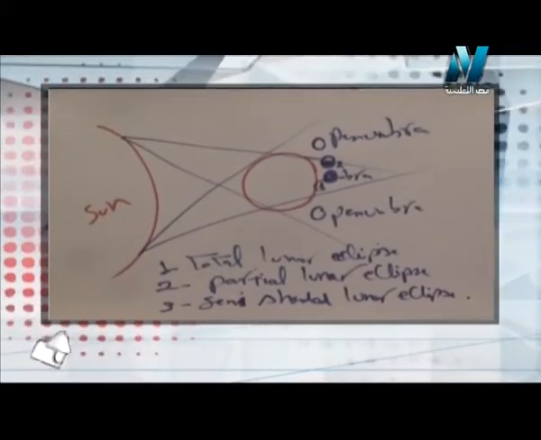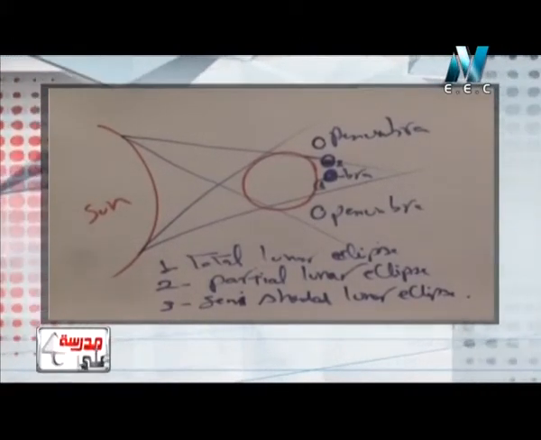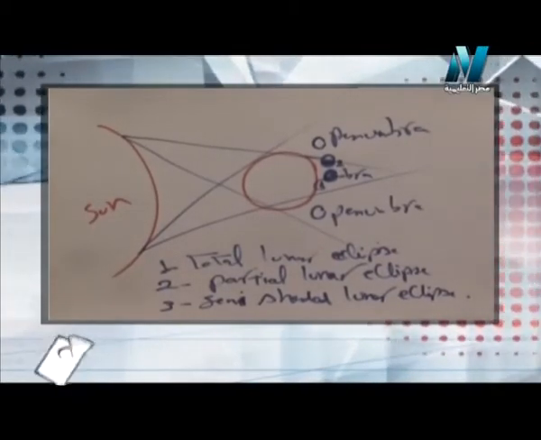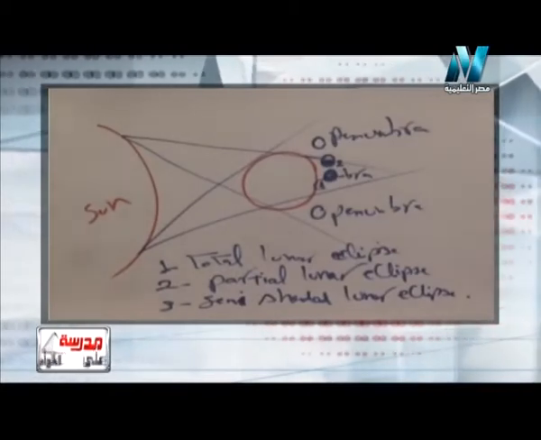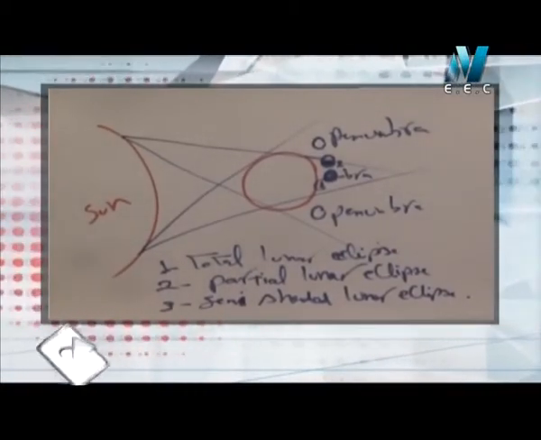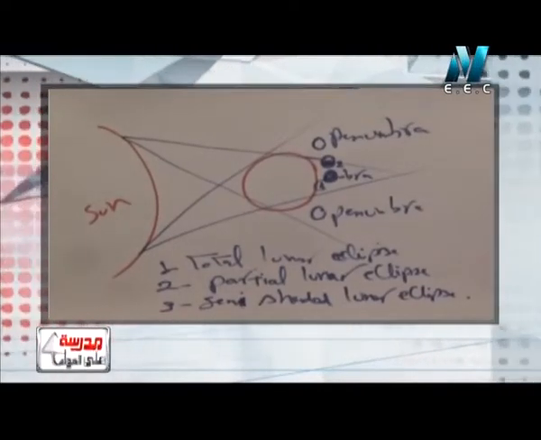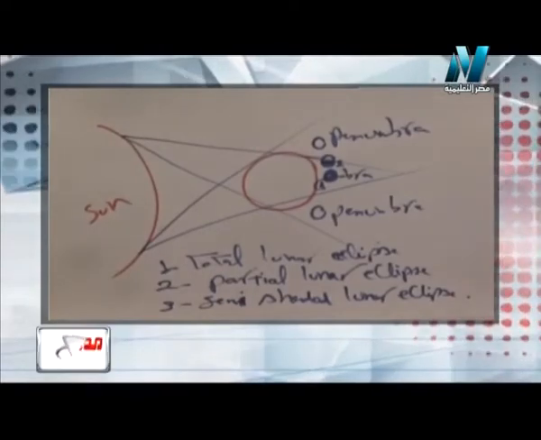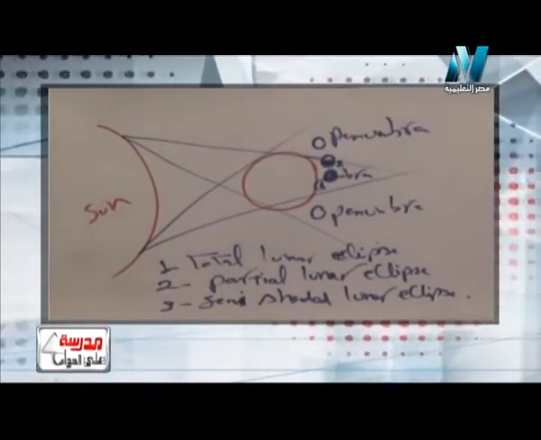If a part of the moon is in the umbra and another part in the penumbra, it will cause a partial lunar eclipse. If all the moon is in the area of penumbra, it will cause a semi-shaded lunar eclipse, where we can see the moon without eclipse in fact, but its shadow or light will be a bit dim, so we call it semi-shaded lunar eclipse.